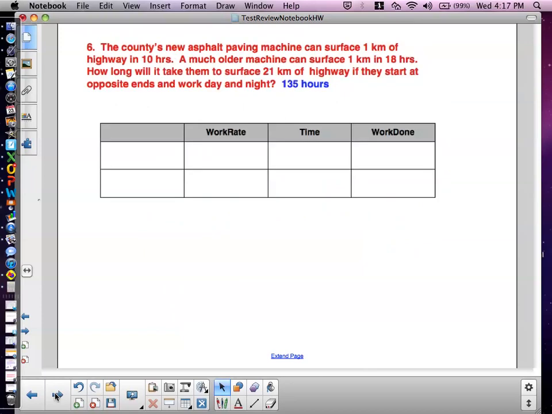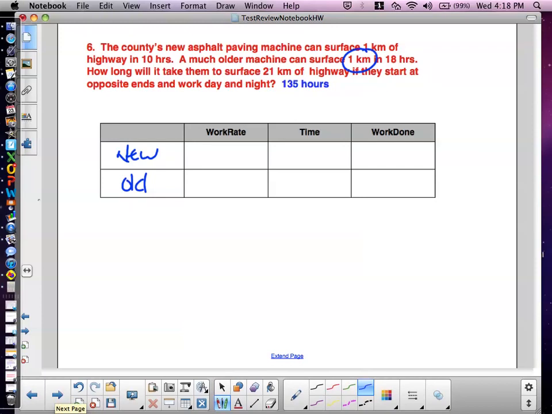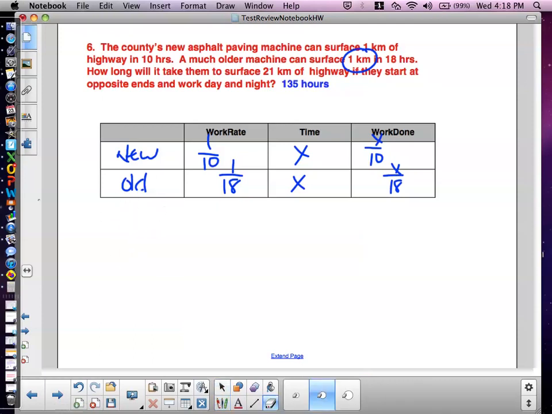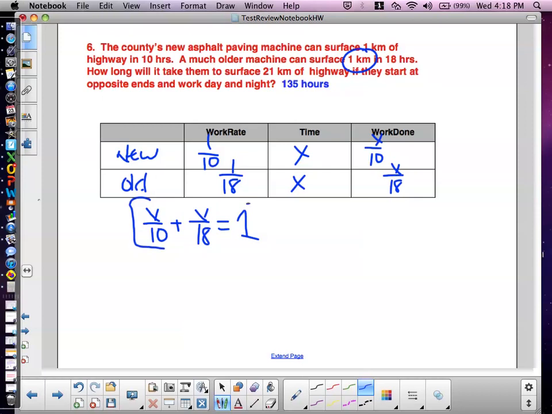Number 6. I have 2 machines, a new machine and an old machine, and their rates are quoted for covering 1 kilometer of highway. The work rate for the new machine is 1/10. The work rate for the old machine is 1/18. Time is what I don't know. The way I chose to solve this, I just kept it as a basic work rate problem, setting it equal to 1 to represent one whole job.